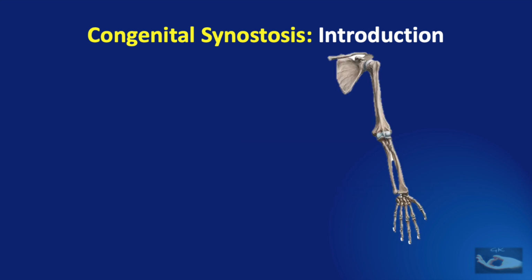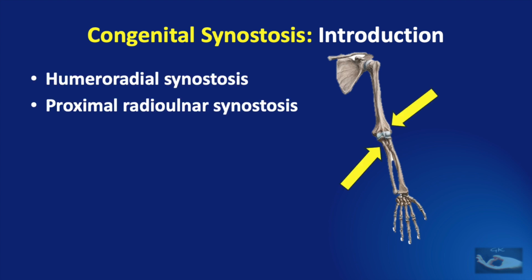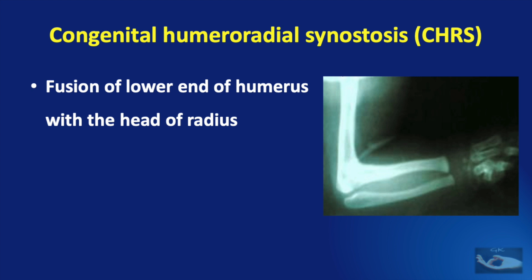Commonly, in the upper limb, synostosis can occur at various levels. The humeroradial synostosis, the proximal radioulnar synostosis, carpal synostosis, metacarpal synostosis, and symphalangism. We shall see all of these in detail. Humeroradial synostosis or congenital humeroradial synostosis, CHRS as it is sometimes known, refers to fusion of the lower end of the humerus with the head of the radius.